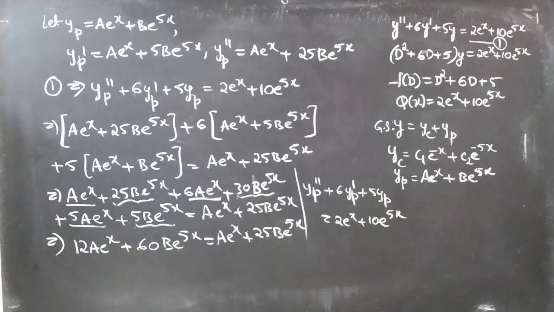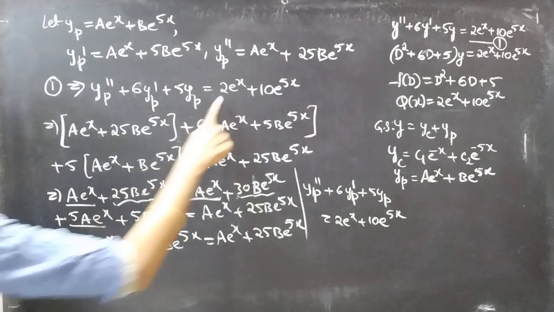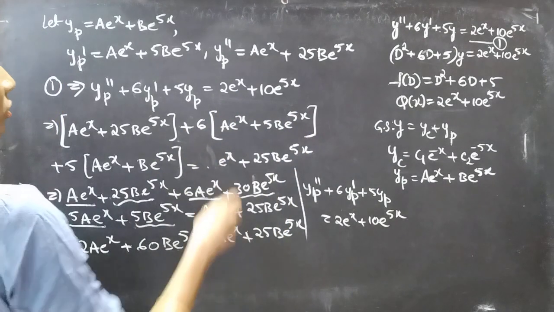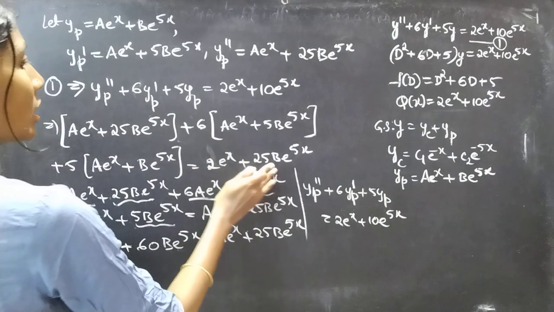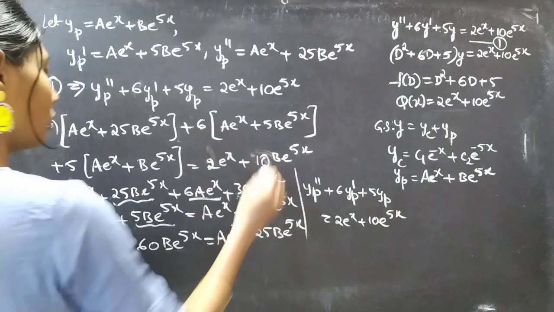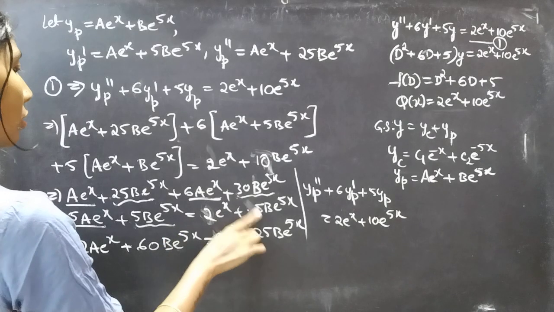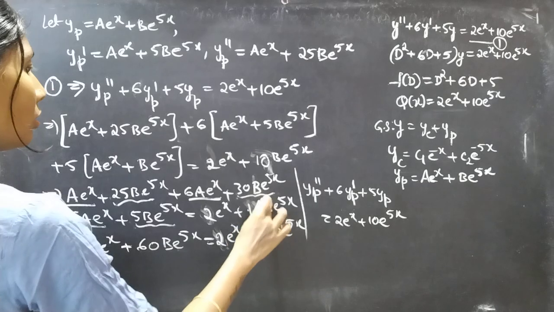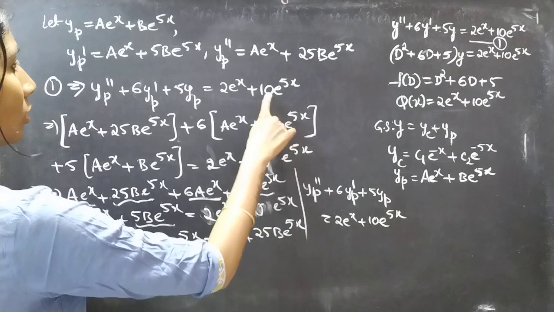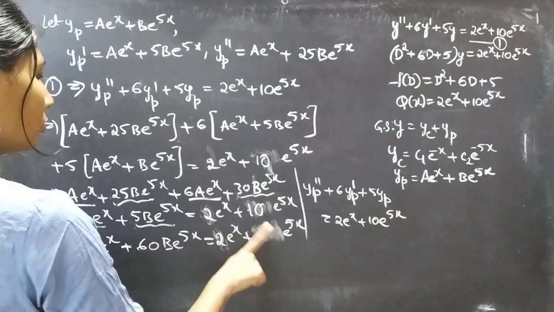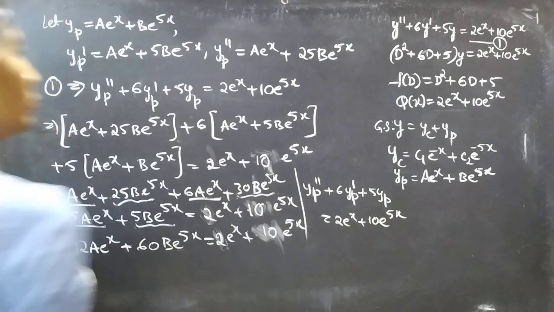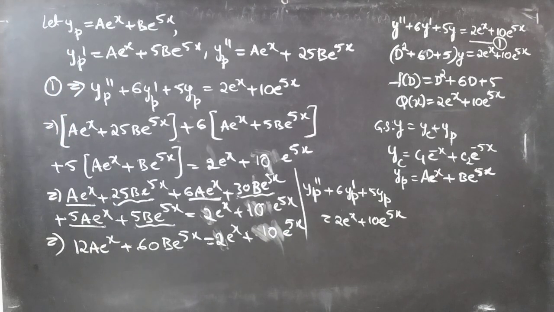We have covered all the terms, right? See here, the RHS part is 2 e power x plus 10 e power 5x. Fine. Now equate the coefficients of like terms.